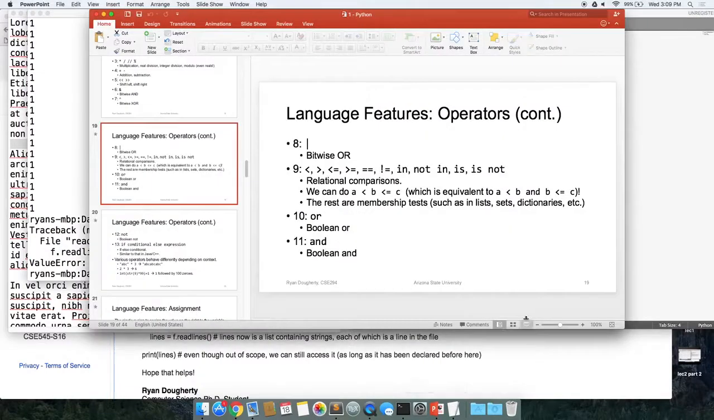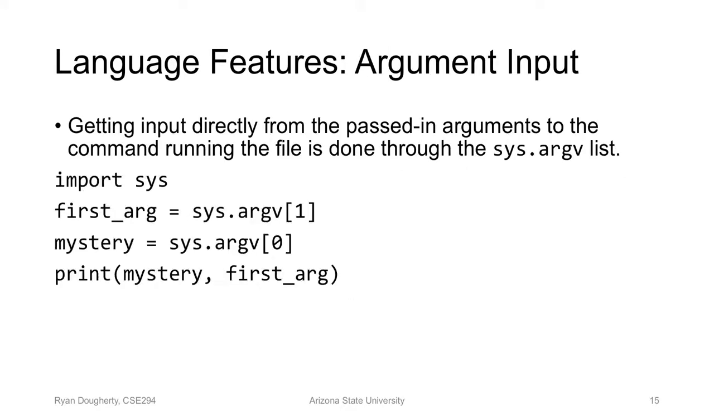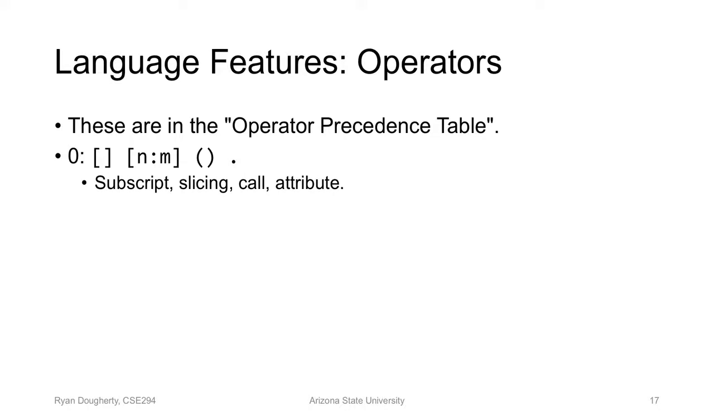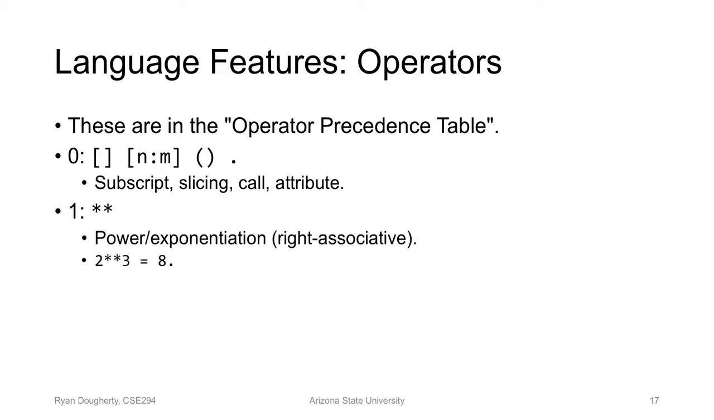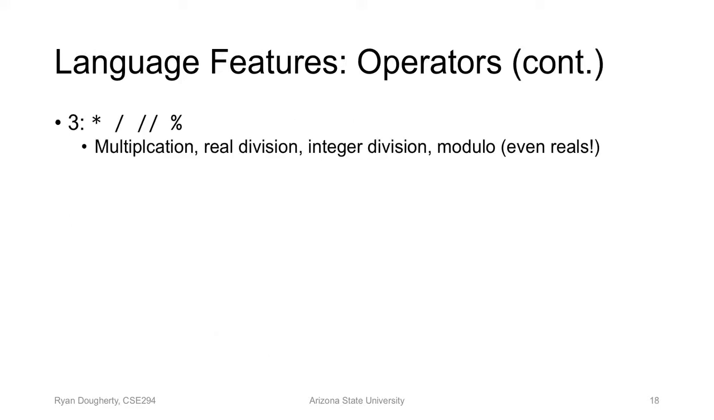Okay, cool. So we've been talking about this thing called the operator precedence table, and we've been making our way through that. So at the top of the precedence table are these 4 operations: subscript, slicing, call, and attribute. Then exponentiation, which is right associative and works on integers, unary negation, plus, and ones' complement. Then we covered multiplication, real division, integer division, so there is an actual integer division operation, and the modulo operator, which is remainder. Addition and subtraction, we know what that is.